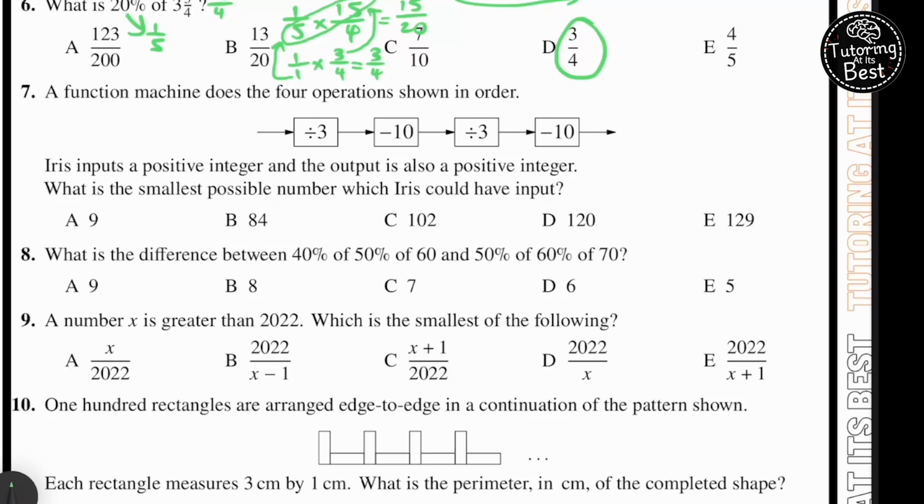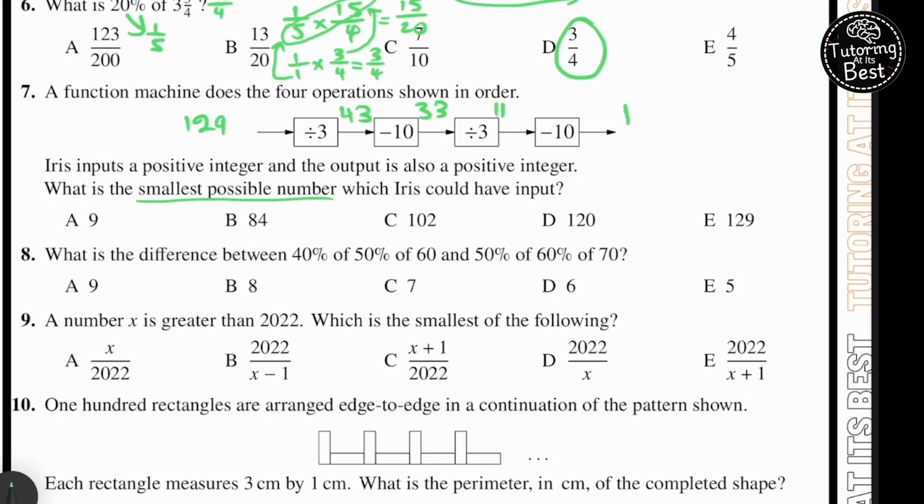So if we take the second approach, and that's working backwards from a guess as to what the answer might be, because they're looking for the smallest possible integer, let's start with the largest, which is E, 129. So again, we could have 129 as our end. If we divide that by 3, we get 43. If we subtract 10, we get 33. If we divide by 3, we get 11. And if we minus 10, we get 1.